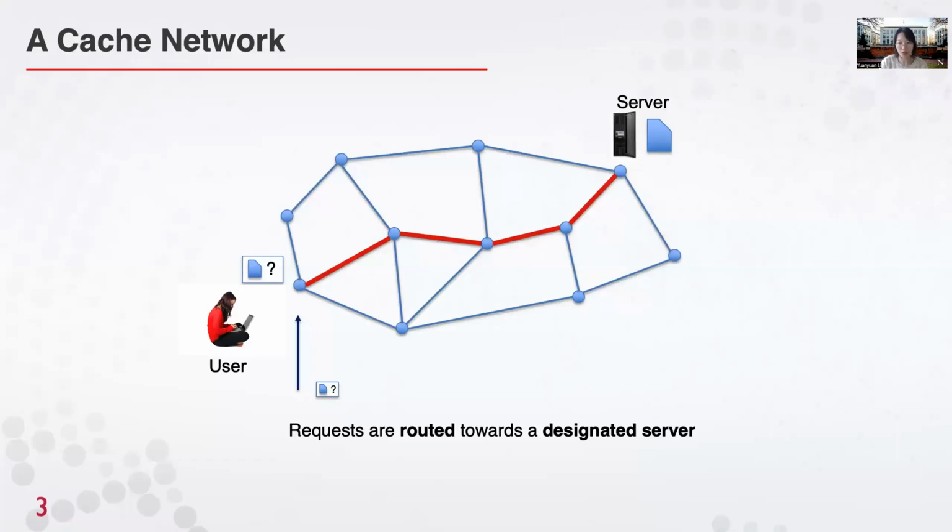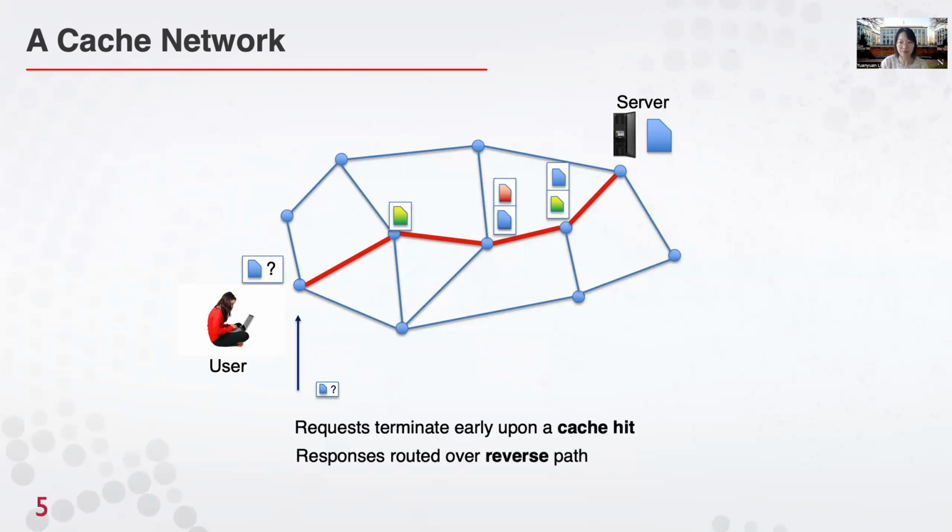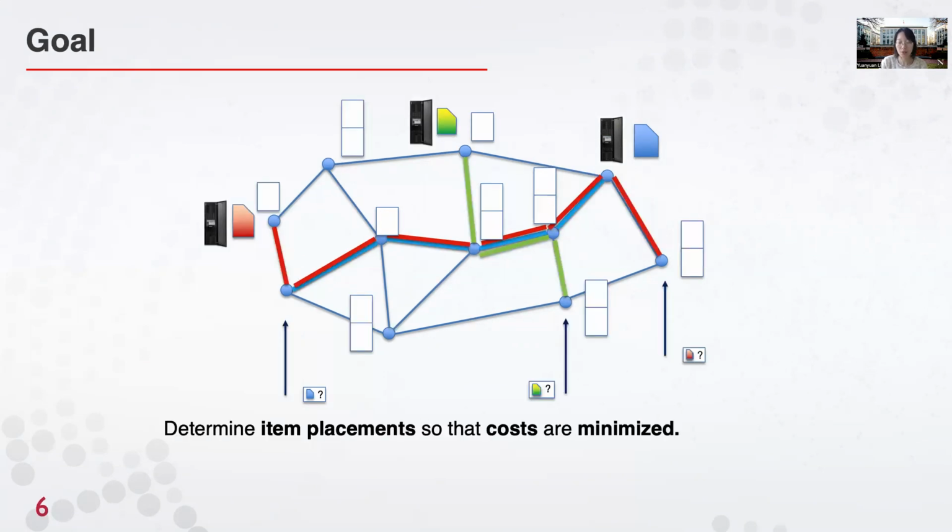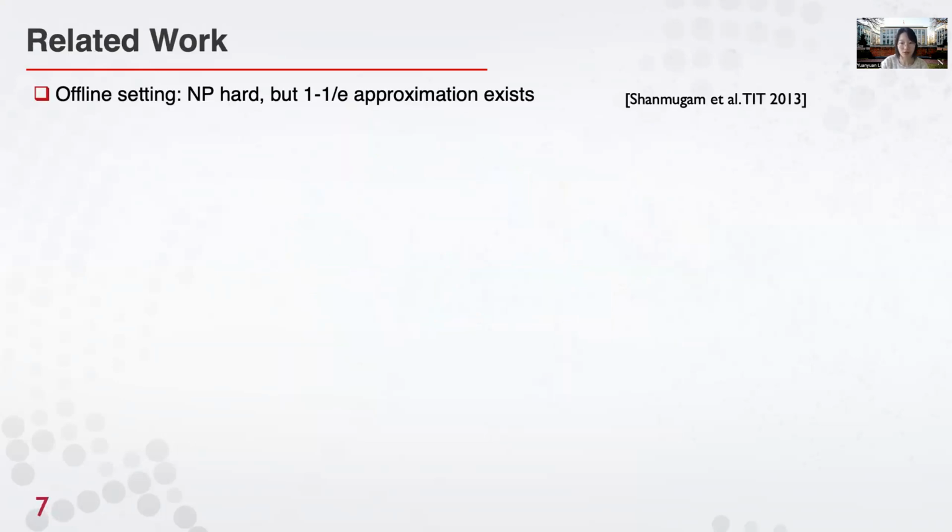In a cache network, when a request is generated, it is routed to a designated server, which permanently stores some contents. Each node is equipped with finite storage space, which could store the items and serve them. As a result, while traveling from user to designated server, upon hitting a cache which stores the requested content, the request will terminate early. A response carrying the requested content is generated and backpropagated over the reverse path. In this work, we would like to explore how to place content in caches to minimize the total traffic costs.